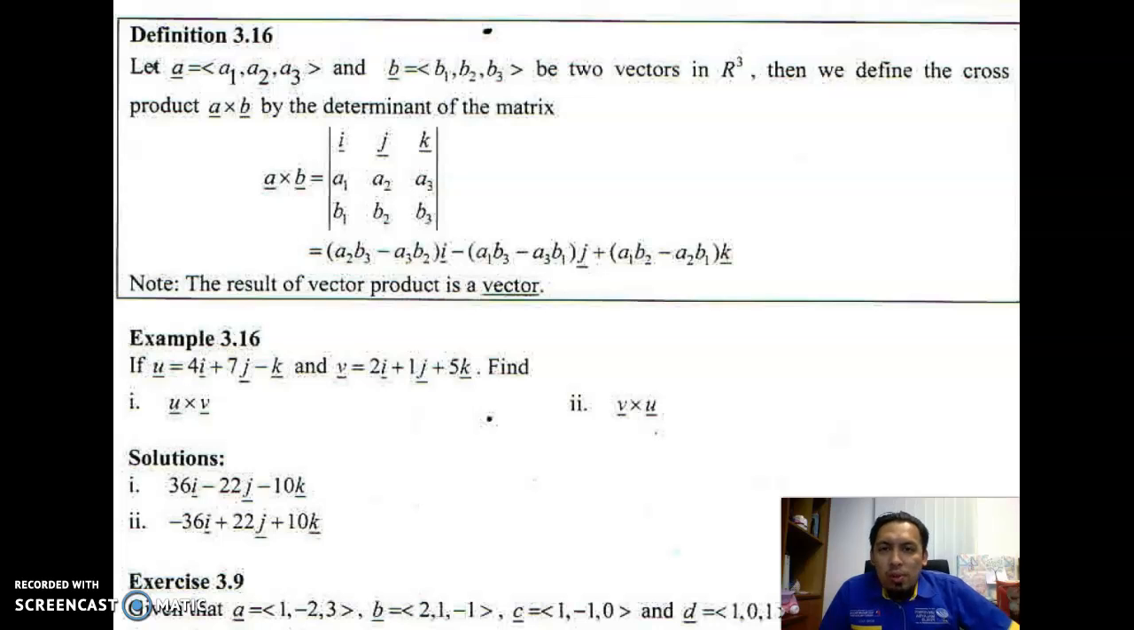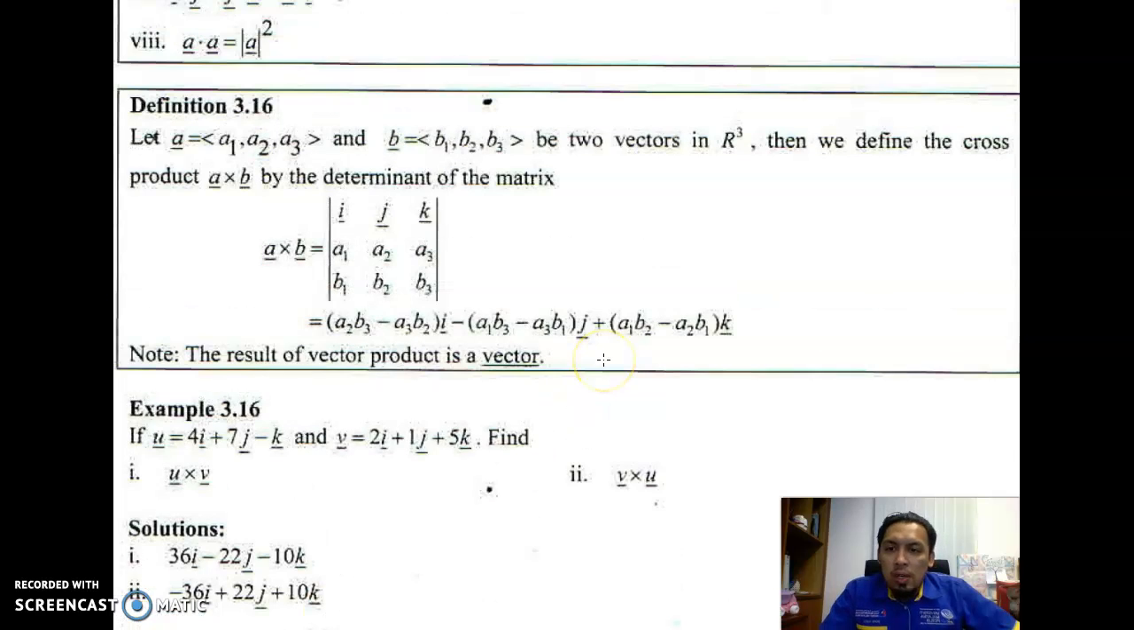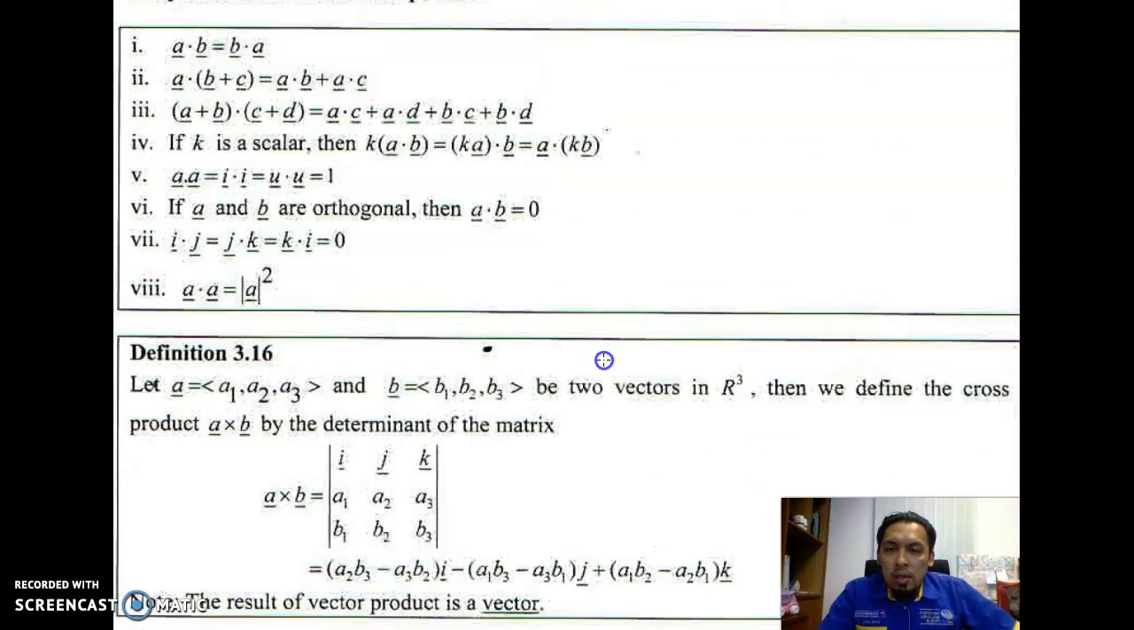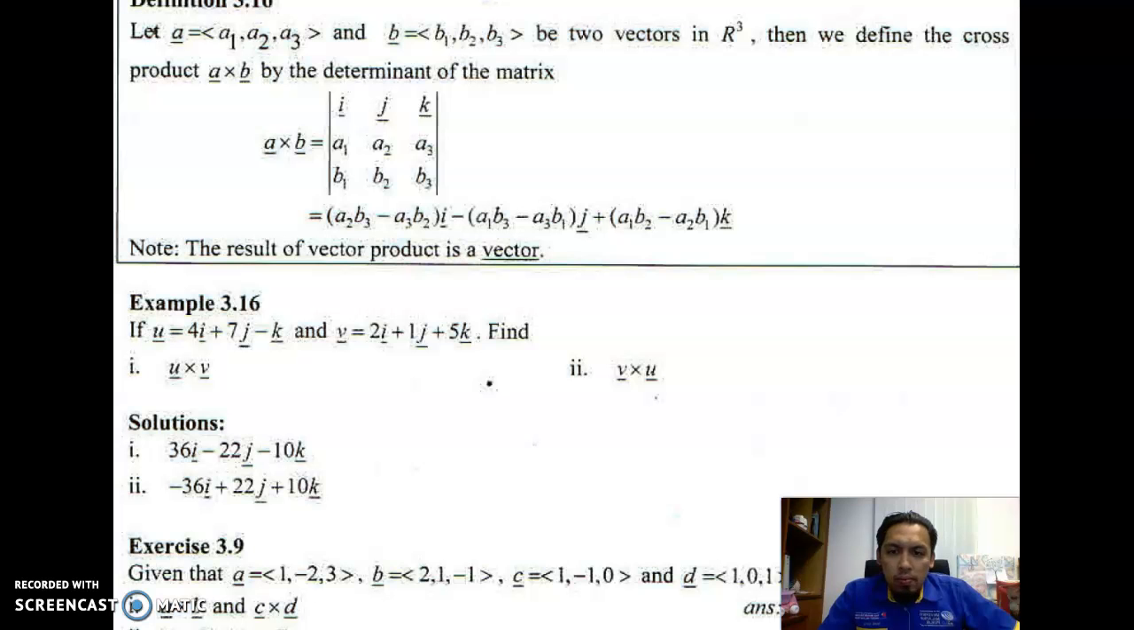Hi and Assalamualaikum guys. In this video we're going to talk about the next part of vector operations, which involves vector product, which is the cross product.